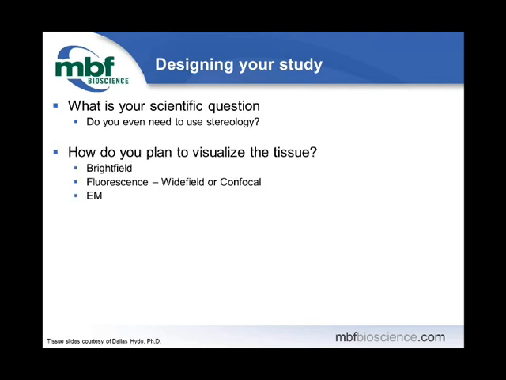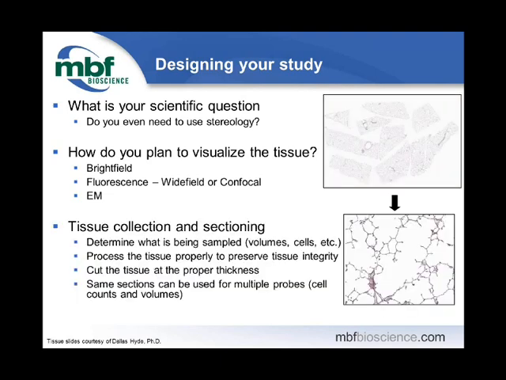You have to think about how are you going to see these cells or these fibers or these blood vessels or these alveoli or whatever you're trying to characterize. Will it be in bright field? Will it be fluorescence? Do we need to bring it down to the EM level? How will the histology work? You're going to need to be able to see these features under the microscope.